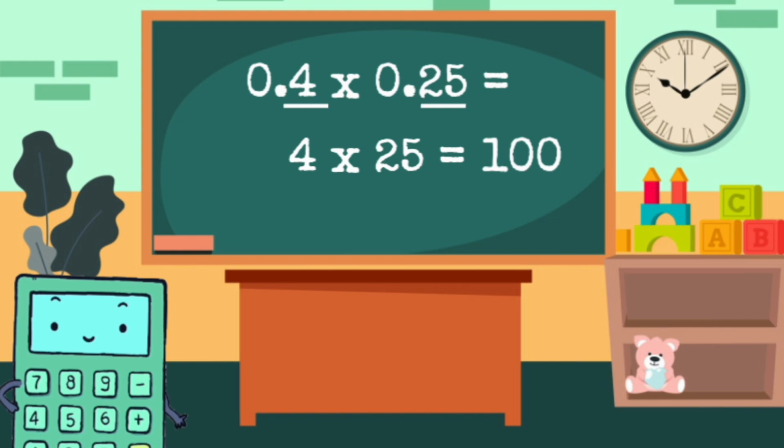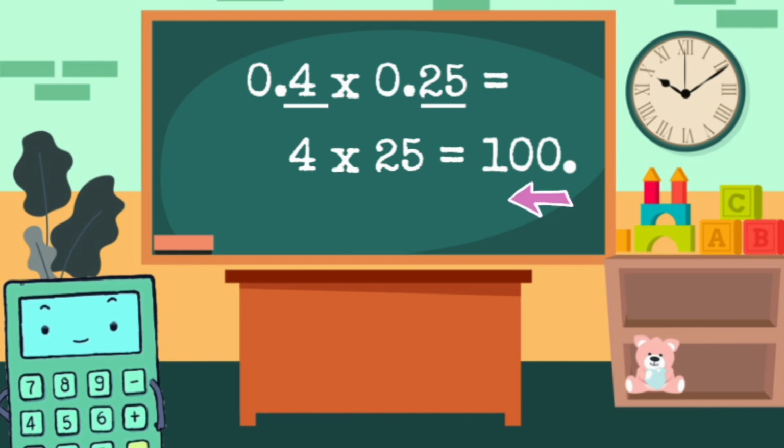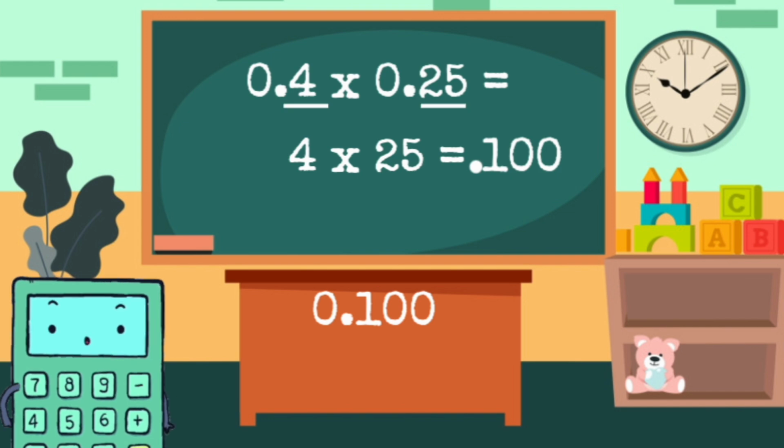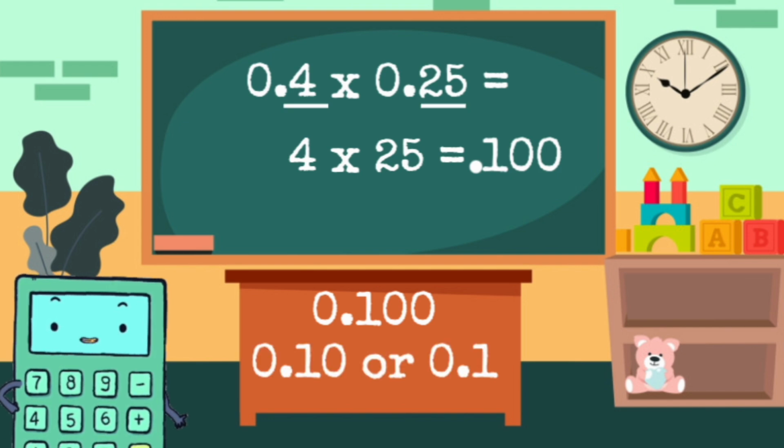Step 3. Place the decimal point. Remember, we need to move the decimal 3 places to the left, because we have 3 total decimal places. So, let's take that 100 and slide the decimal point over 3 spots. And there you go. The answer is 100 thousandths, which is equal to 10 hundredths or 1/10.